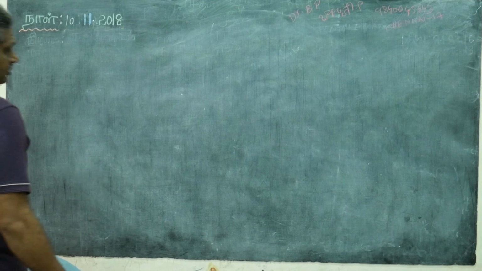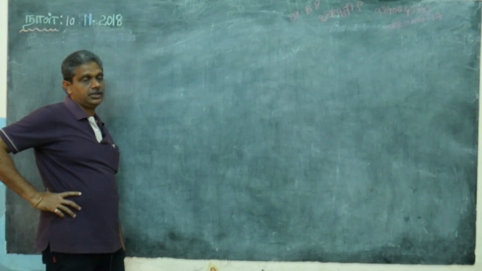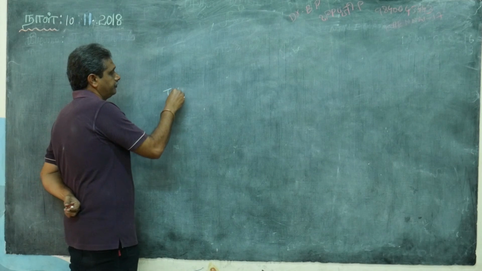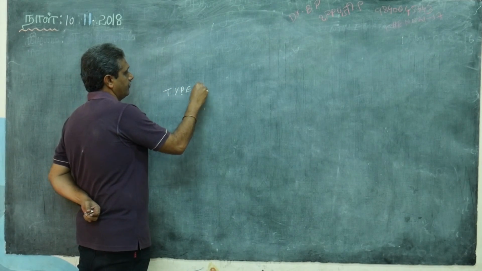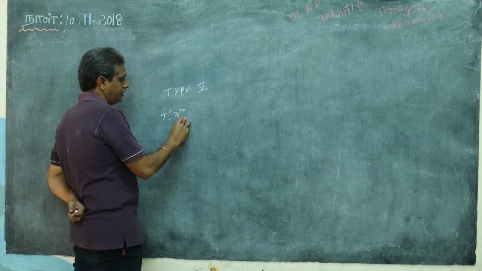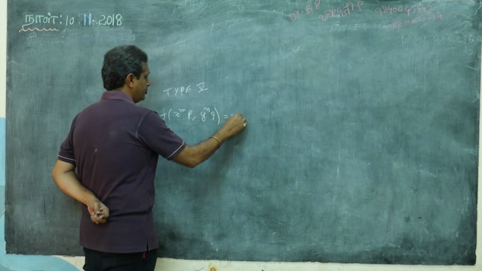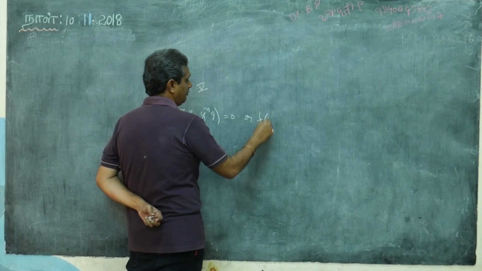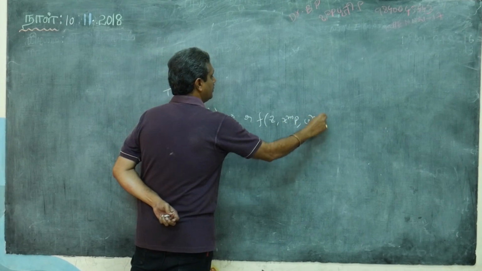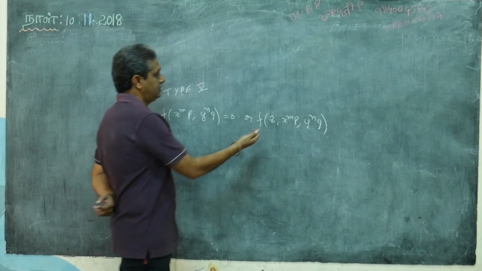In previous videos we discussed the application of first order nonlinear PDEs, type 1, type 2, type 3, type 4. Now we are going to discuss type 5. See, how will type 5 come? x^m p, y^n q equal to 0, or f of x^m p, y^n q. Maybe this shape also we can take for granted as type 5.